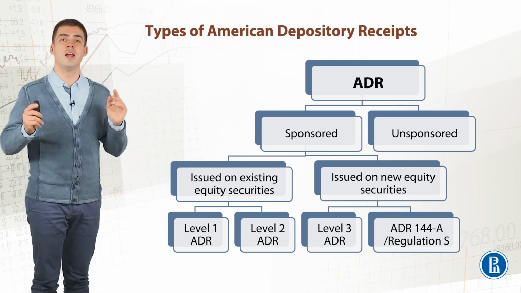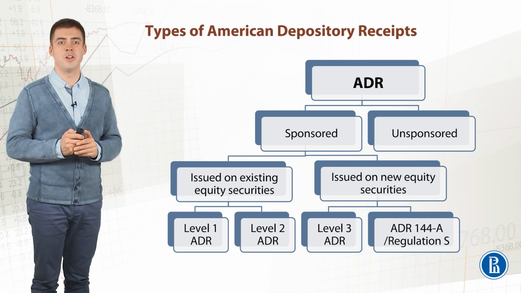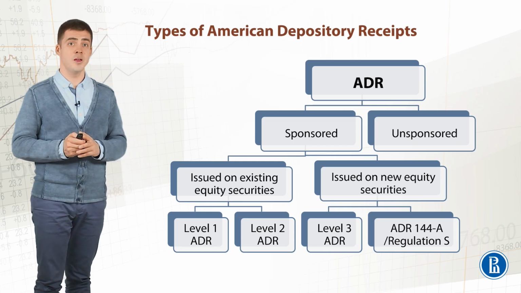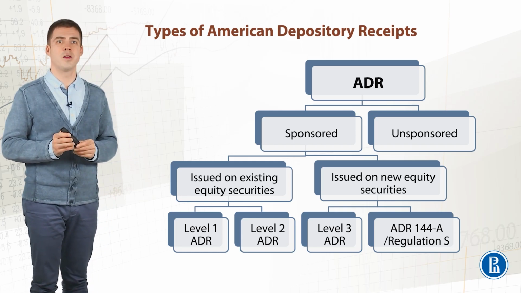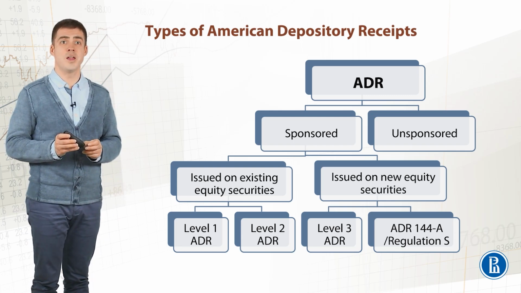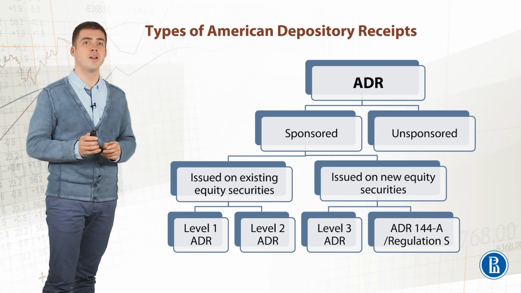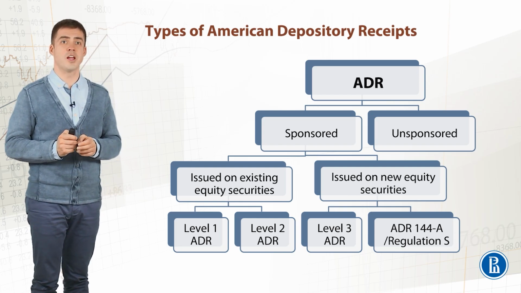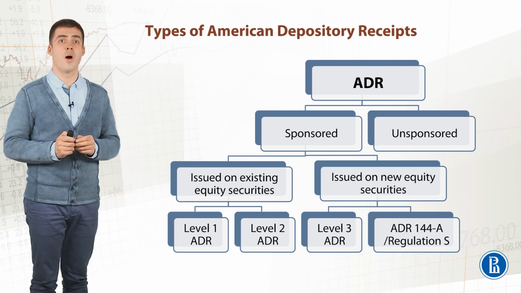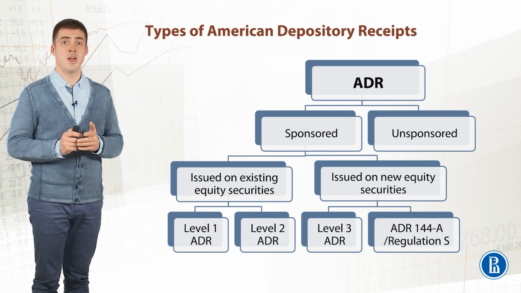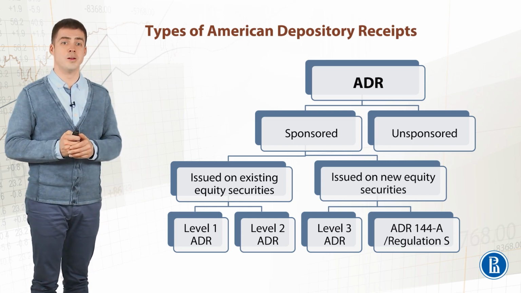If you are interested in issuing American depository receipts on existing equity, then you will be likely to use Level 1 or Level 2 American depository receipts. The difference is that Level 1 American depository receipts are not traded at exchanges, thus making it easier to issue and requiring less information disclosure than the Level 2 ADR, which can be traded at exchanges and require the company to publish all the information, accounting standards, and other documents according to American principles.